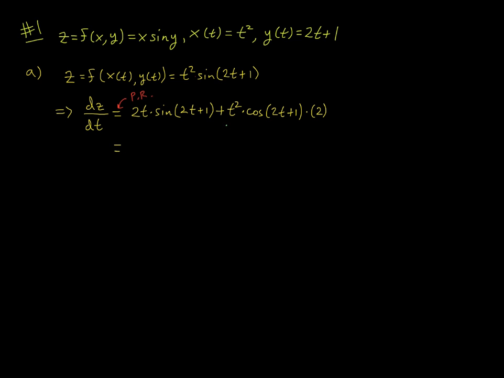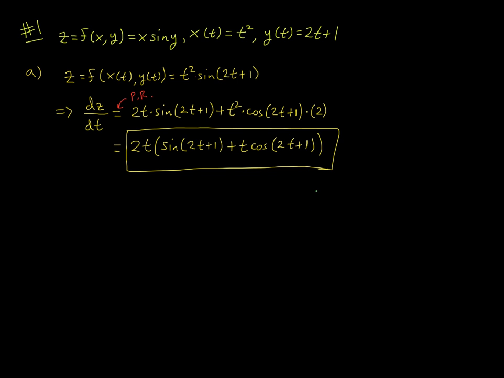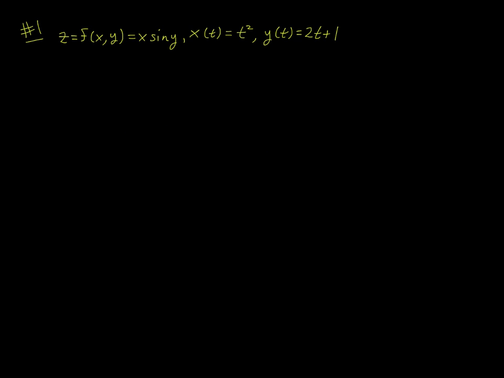All right, and then I factor out 2t, which is common in this case. That leaves us with the sine of 2t plus 1, plus, and I factor the 2 and a t out, so I'm left with a t here and the cosine term. All right, great. So this really did not require multivariable calculus whatsoever. So this is definitely a way to solve it. Well, let's now solve the same problem, but using this new chain rule.